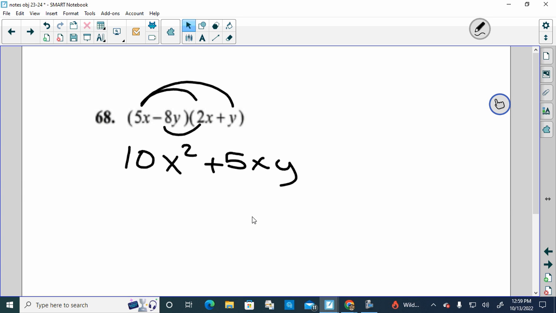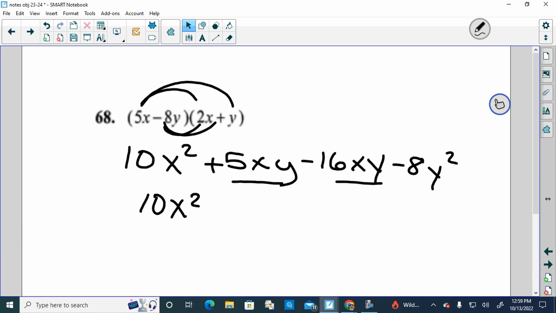Okay, so a negative 8 times 2 would be a negative 16, but you write the x before the y because it's alphabetical. And then the last one, a negative 8 times 1 would be a negative 8, and then adding my y's would be y to the second. So we have our two middle terms, just like we did on the last two, to combine. So that would be 10x squared minus 11xy minus 8y squared.